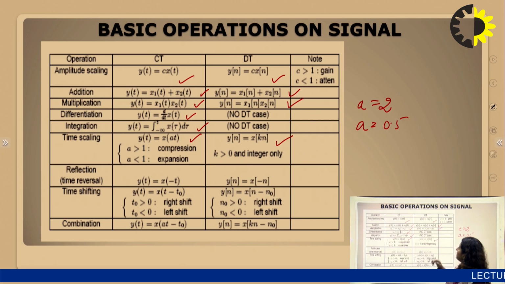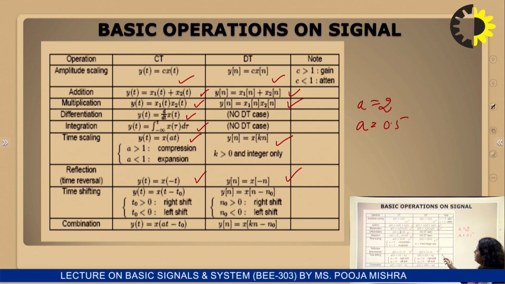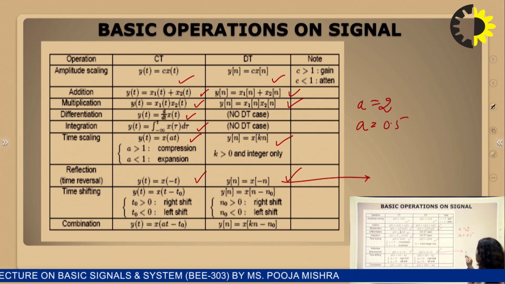Similarly, for discrete time, y[n] is equal to x[kn]. Reflection: we have y(t) equal to x(minus t), as we have covered in the even and odd components. Similarly, y[n] is equal to x[minus n]. So the reflection is about t equal to 0, or about the y axis.